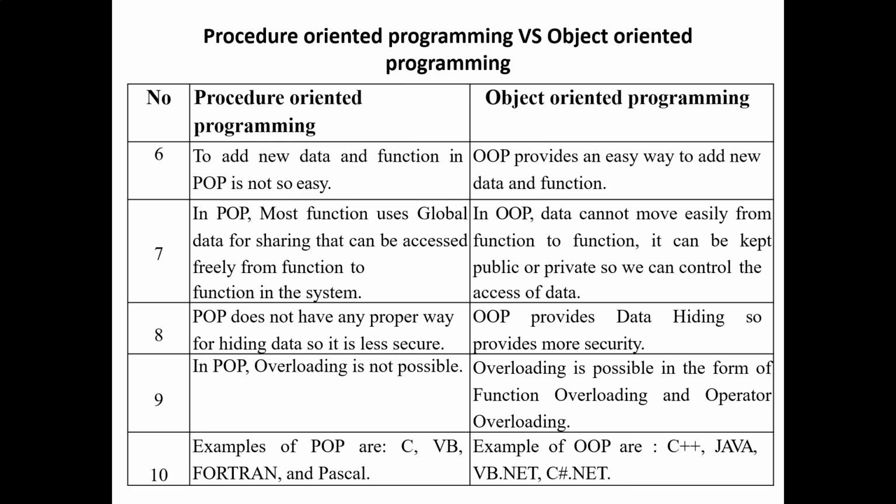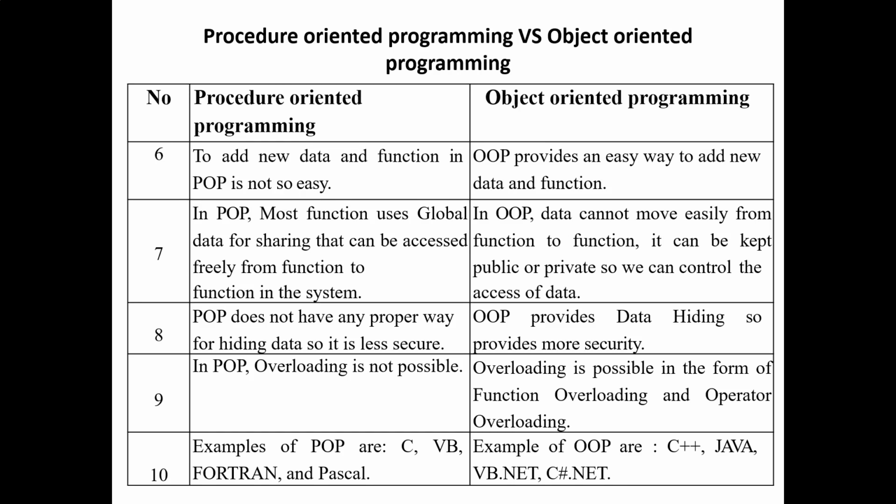In POP, most functions use global data for sharing that can be accessed freely from function to function in a system. While in OOP, data cannot move easily from function to function, it can be kept public or private, so we can control the access of the data. So generally in procedure oriented programming language, whenever we have to share the data, either we have to pass it as a parameter or we declare it as a global variable. But in OOP, we use it as an instance variable.